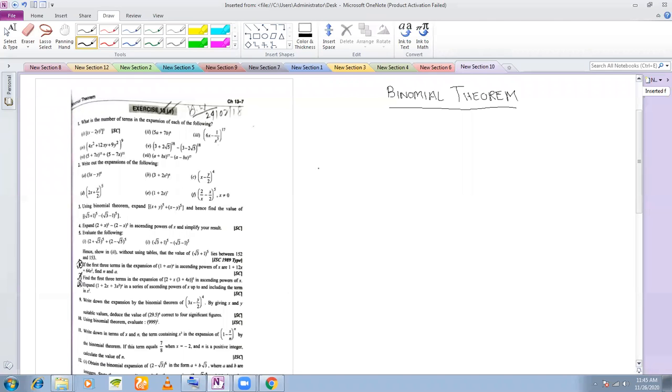Any algebraic expression which contains two terms is called a binomial. Like x plus y is a binomial. 2x plus 3y, this is a binomial. It contains two terms, 2x and 3y. So any expression that contains two terms is called a binomial.